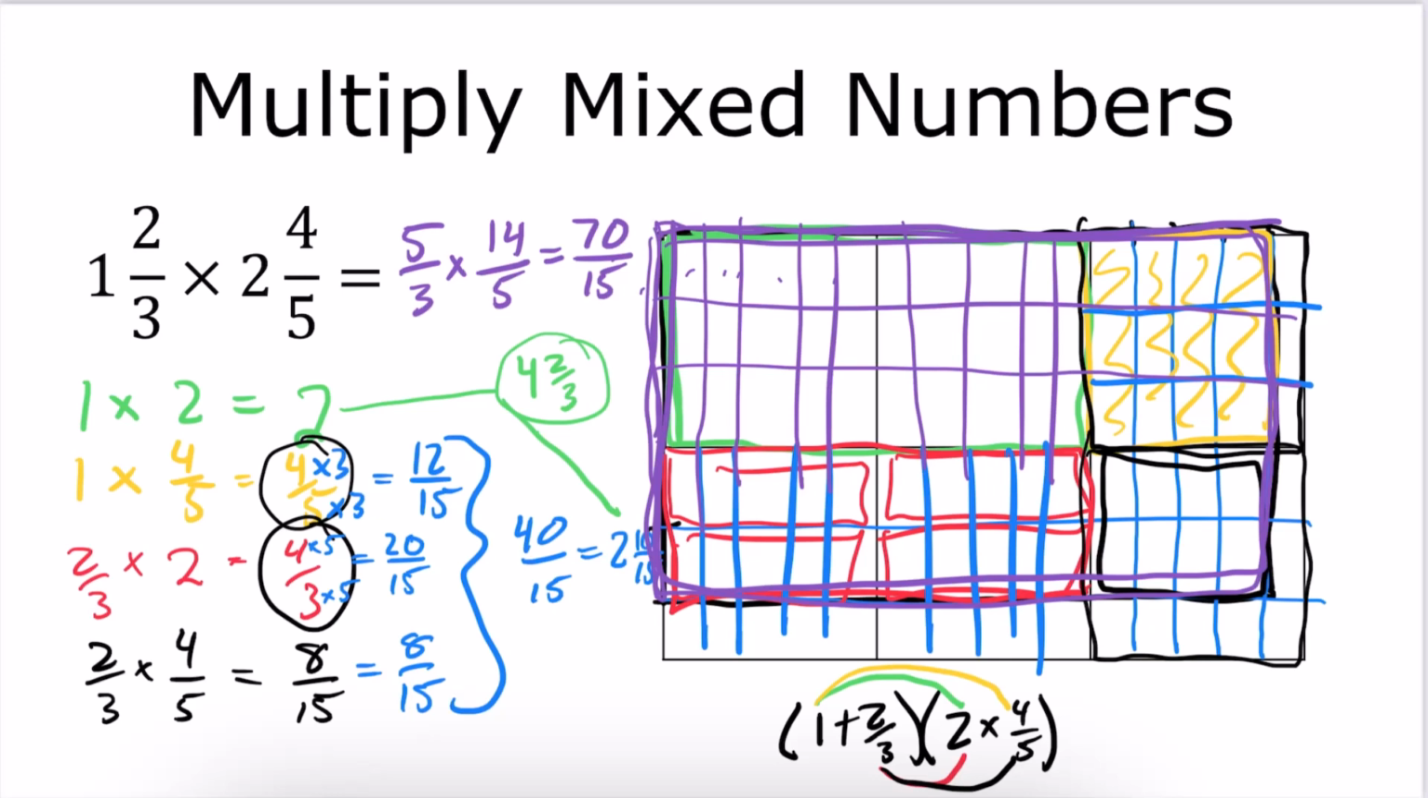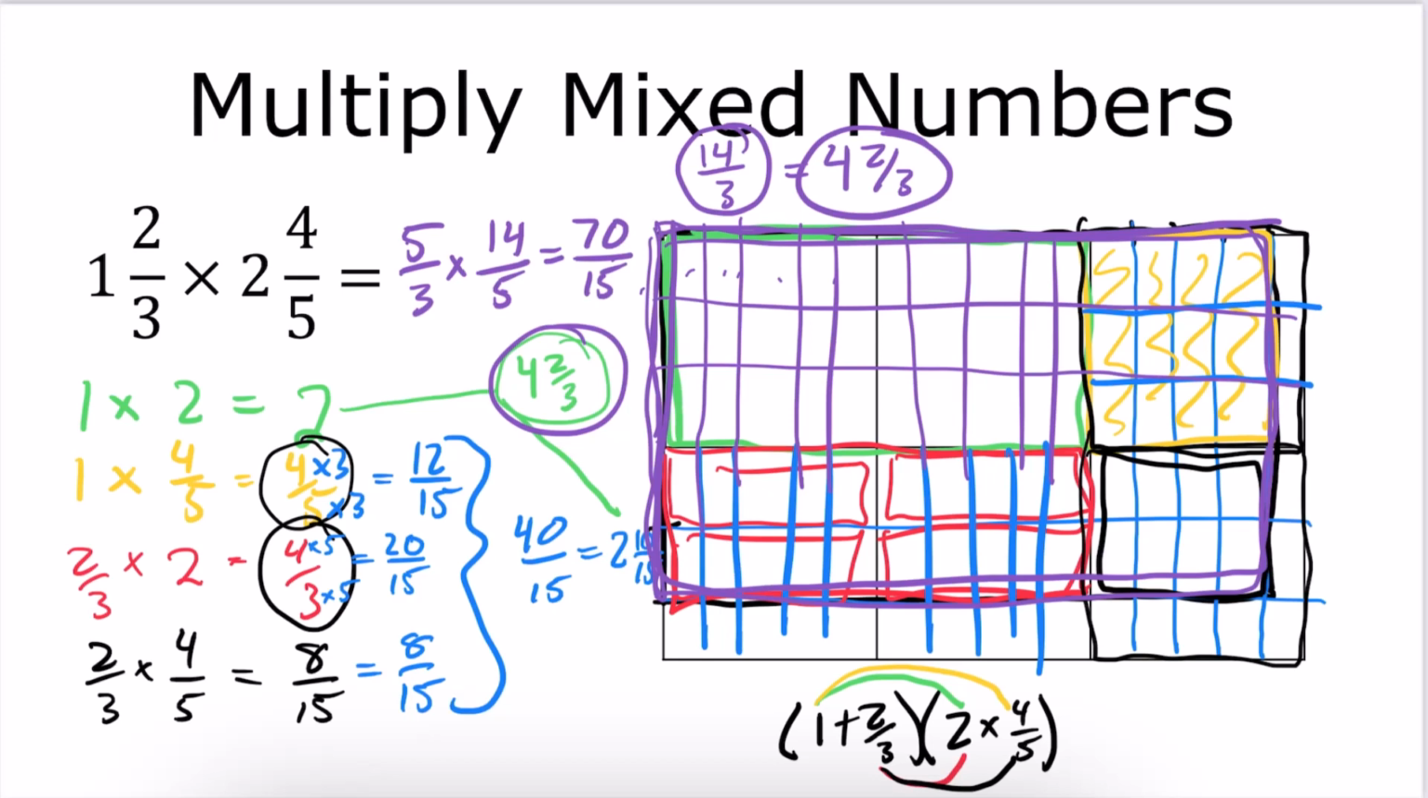So 70/15 can be reduced by 5. 70 divided by 5 is 14. 15 divided by 5 is 3. You could also get that reduced answer by reducing 5 divided by 5 before you multiply. That would also work. But you get 14/3, which if you convert that to a mixed number, that gives you 4 wholes and 2/3. And notice that that's the same fraction that we got with the other method using the rectangle.